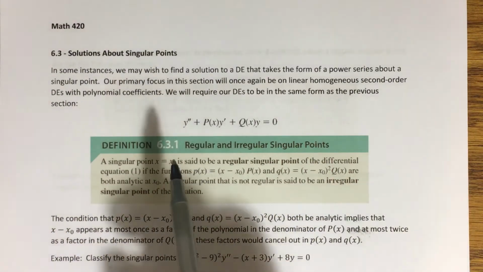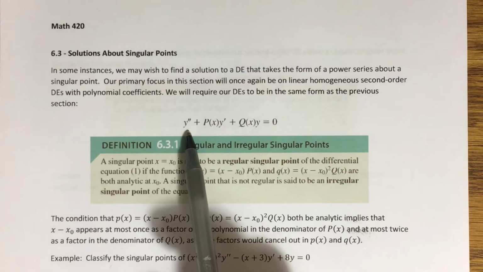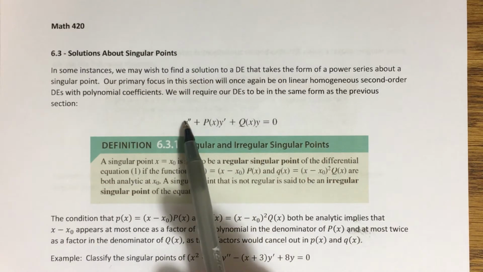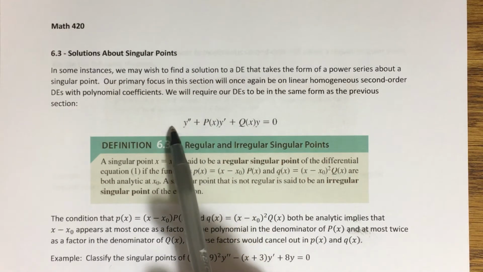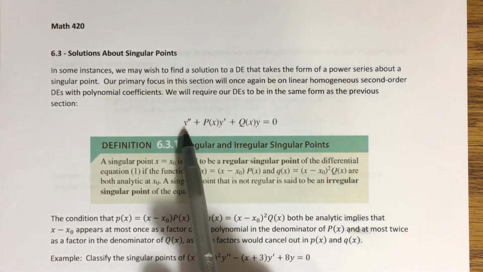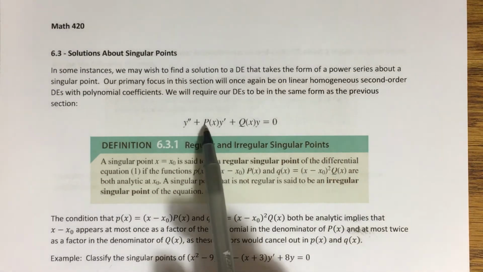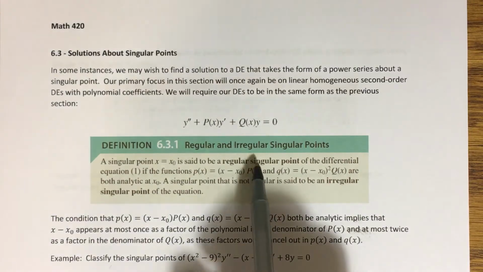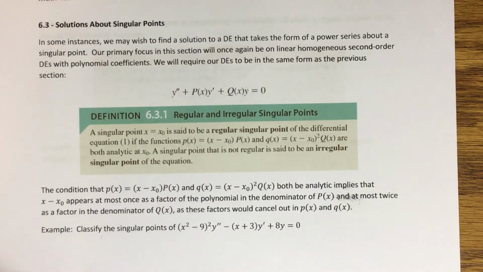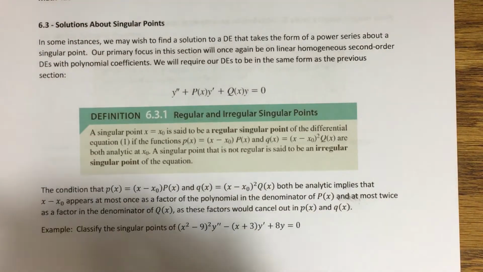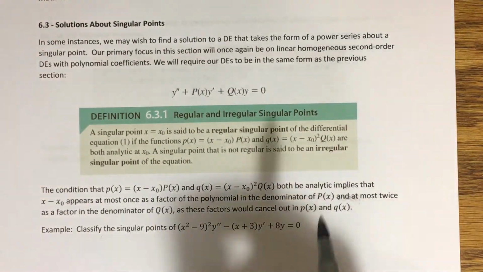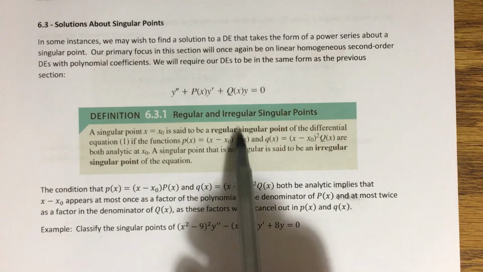So once again, we're working with second order linear homogeneous DEs that have been put into this form, where if we have some coefficient on the y double prime term other than 1, we divide everything by that, so that this is just y double prime. And then we're going to refer to these two functions as p of x and q of x. So the first thing we need to talk about is certain classifications for these things that we're calling singular points. There's two different classifications that we use, regular and irregular.